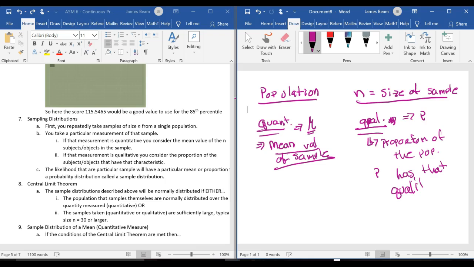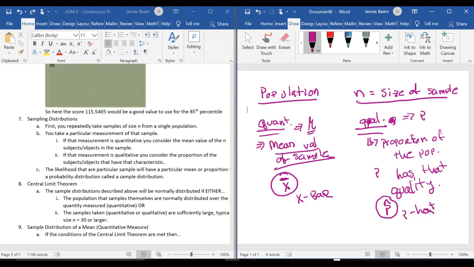All right. So this is going to yield a mean of the sample. This is going to yield a proportion of a sample. So mean of a sample is X bar, proportion of a sample is P hat. So this is read as X bar. This is read as P hat, right?